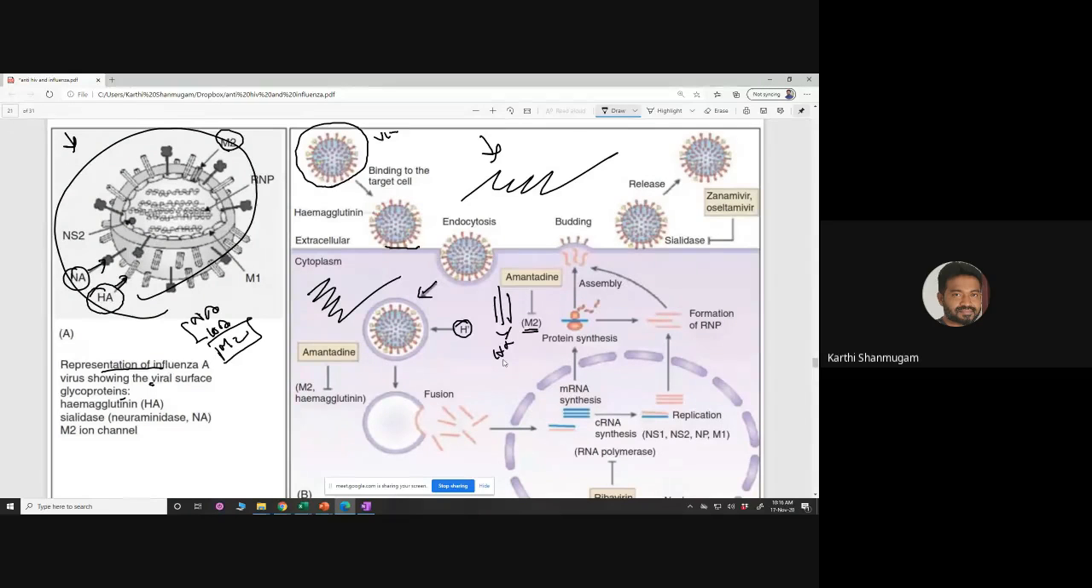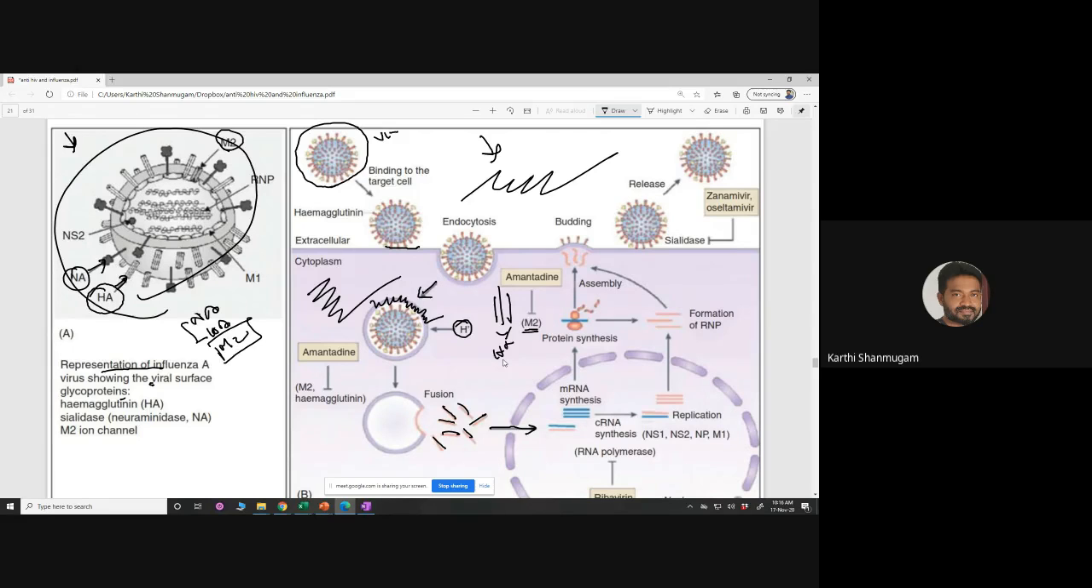So the lysis process will take place. This envelope will be broken down. Once it is broken down, we can see that the genetic material will be slowly released. This is the viral genetic material that is released inside the host cell. Now this viral material is attached to the host DNA.